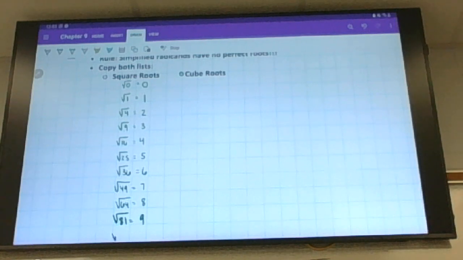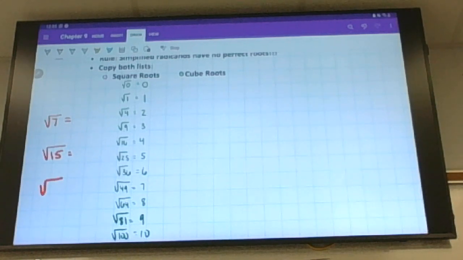9, and the square root of 100 is 10. Okay. Does anybody know what the square root of 7 is? No, that's 7 times 7. Okay. But that's 7 divided by 2. Does anybody know what the square root of 15 is?